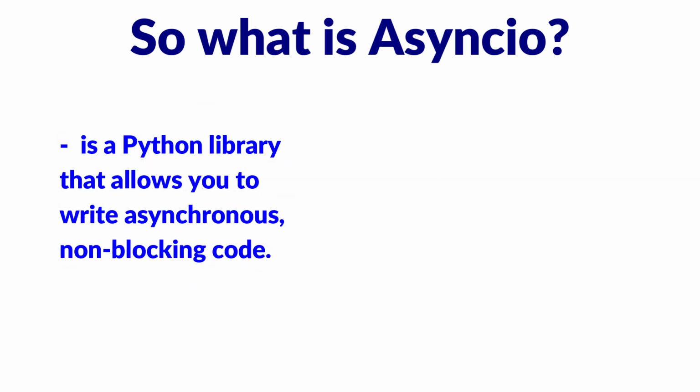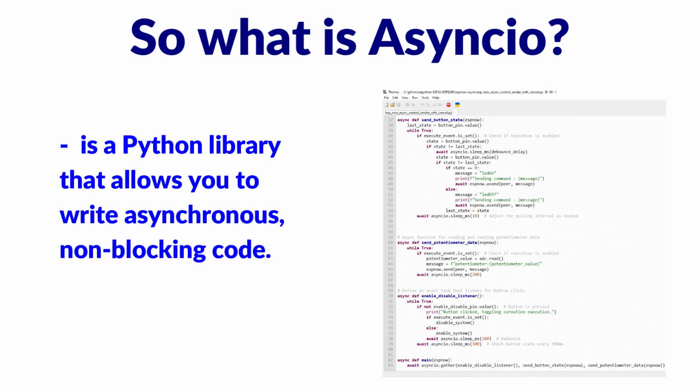So, what is Async I/O and how will it help us in our MicroPython programming? Async I/O is a Python library that will allow us to write asynchronous non-blocking code. To help you understand what asynchronous programming is, let us compare it to synchronous programming using an analogy.